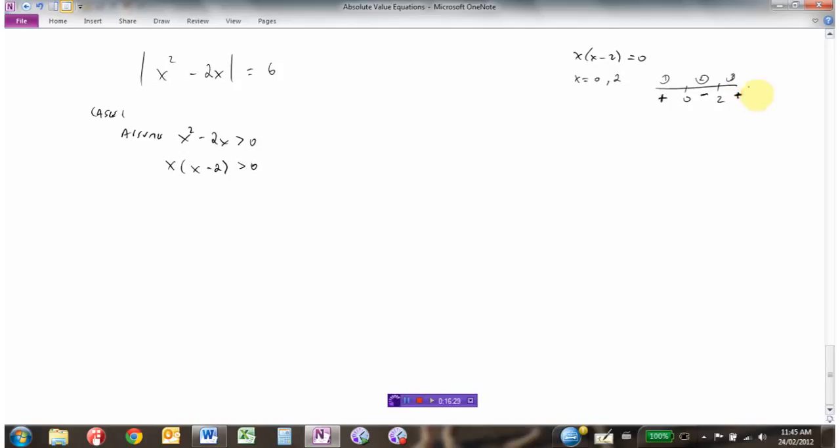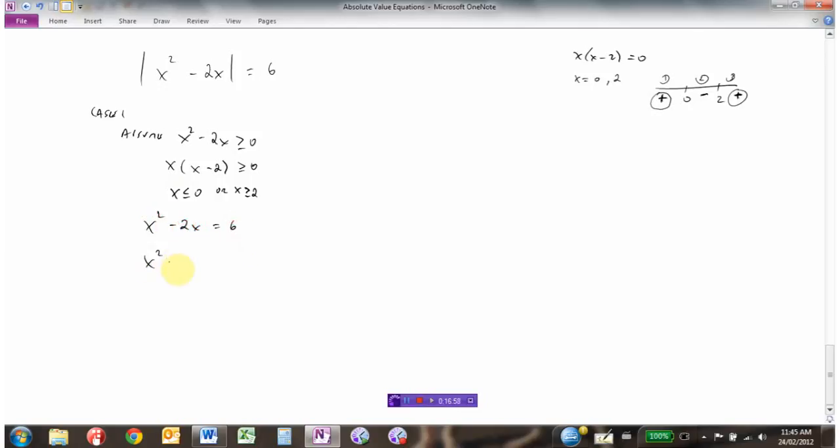So we want to assume that this is greater than 0. That means that x has to be less than or equal to 0. Well, let's do equal to here. So x has to be less than or equal to 0 because this is our positive region. And our other positive region is x greater than or equal to 2. So we can solve this as long as x is less than or equal to 0 or x is greater than or equal to 2. So since this is positive, we don't need the absolute value signs.